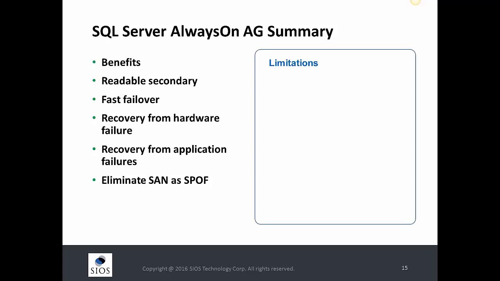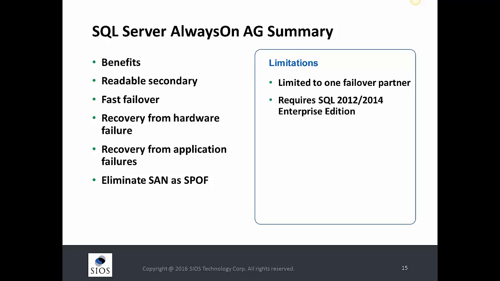So what are the limitations of always-on availability groups? Up until 2016, you were limited to one failover partner. With SQL Server 2016, you can now have two failover partners. So that's one of the improvements there. It does require the Enterprise Edition in SQL 2012 or 2014. In SQL 2016, they introduced something called a basic availability group, which allows you to replicate a single database in an availability group. So it gives you some protection with Standard Edition, but it's very limited in terms of scope, and it doesn't support things like readable secondary.